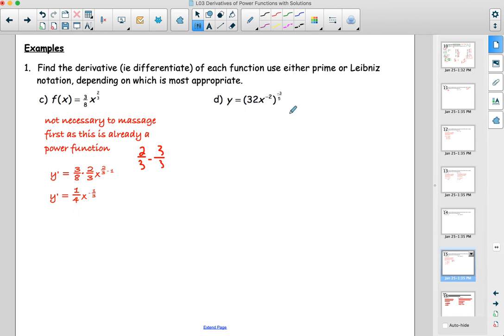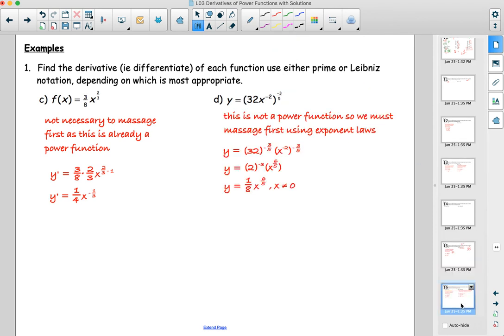All right, now we're going to move on to this next one. This one, I hope you can see when you're looking at it, this is not a power function. It does not look like this. It does not look like a times x to the n. What it looks like instead is a times x all to the n. And so there's an exponent law that helps us handle this. This is a to the n times x to the n. So this is an example where we're going to need to massage first before I can take the derivative. Because again, this derivative rule can only be applied if the function looks like this. So this is not a power function, as I mentioned.